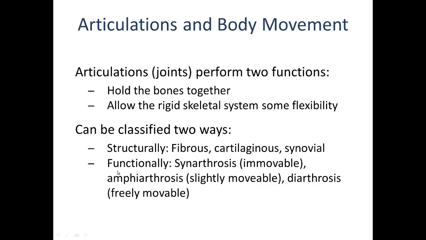They can also be classified functionally. So how much motion they afford. Synarthrotic joints are relatively immobile. For amphiarthrotic joints, they're slightly movable, but most of the joints of, especially the axial skeleton, are diarthrotic. They allow considerable amounts of motion.